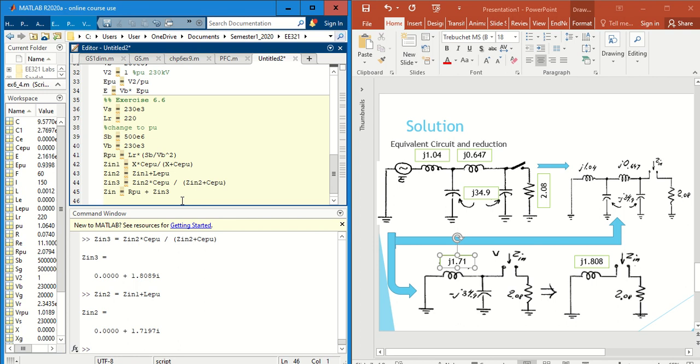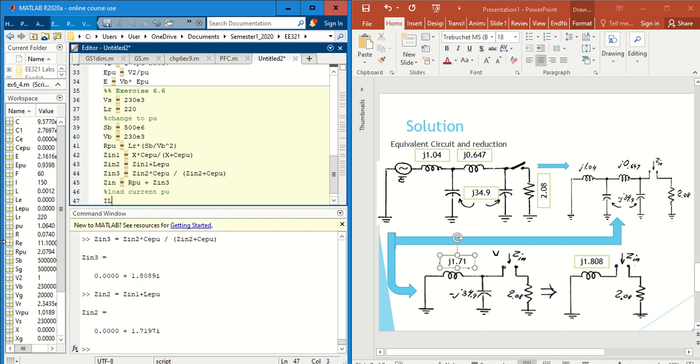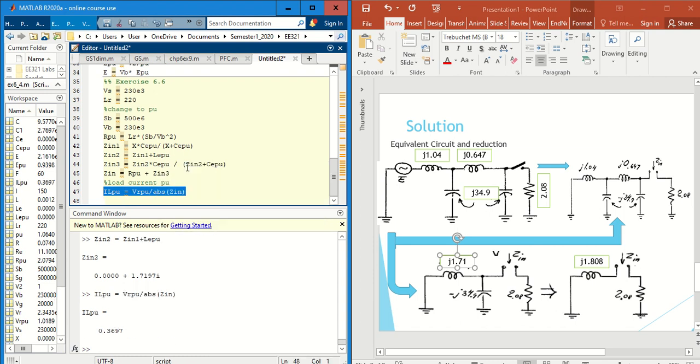Now we have found that Z in is equal to R per unit. So we can find what our load current is. So the load current in per unit is equal to IL per unit, VR per unit, divided by the magnitude of Z in. So we get 0.3697 per unit.